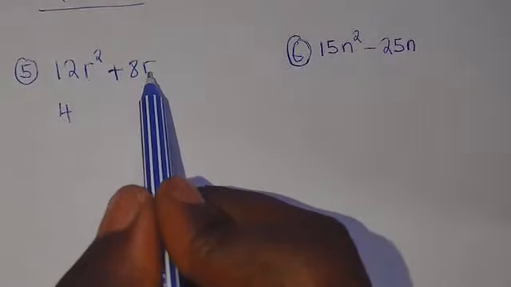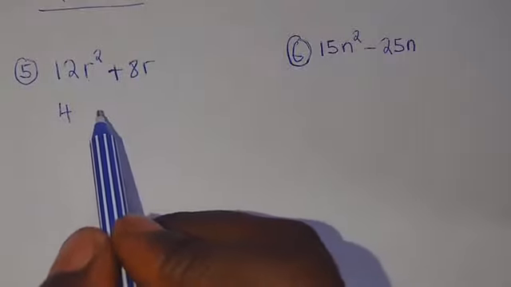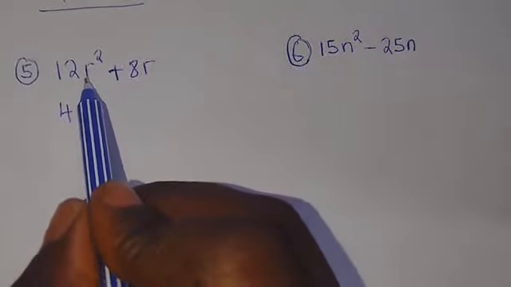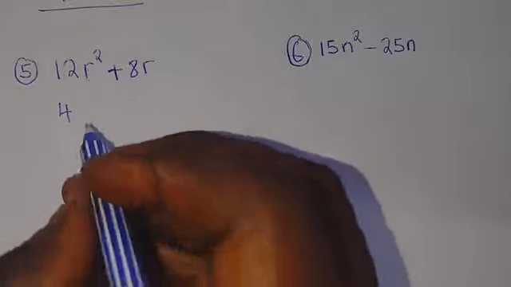Then we look at the letters. We have r squared, here we have r. So you can see that r is common, because here we have r squared. So it means that here there is r, even here there is r. It's the highest common factor.